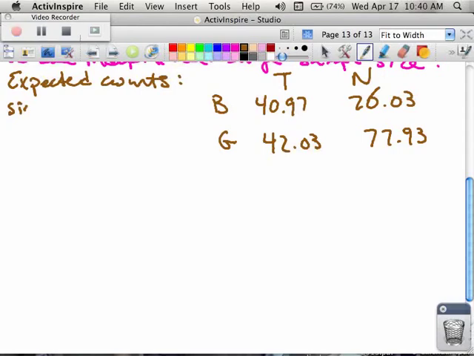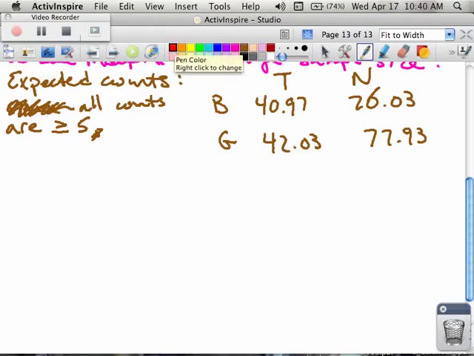Since all counts are greater than or equal to 5, we're good to go. I'm going to say all counts are greater than 5. Good enough. All right, let's talk about our chi-square.